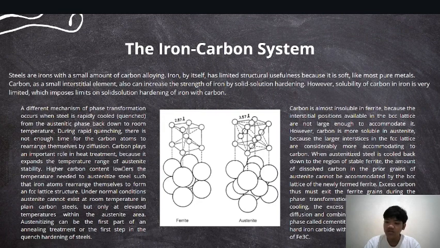During relatively slow cooling, the excess carbon atoms move by diffusion and combine with iron to form a new phase called cementite. The cementite phase is iron carbide with the chemical composition of Fe3C.